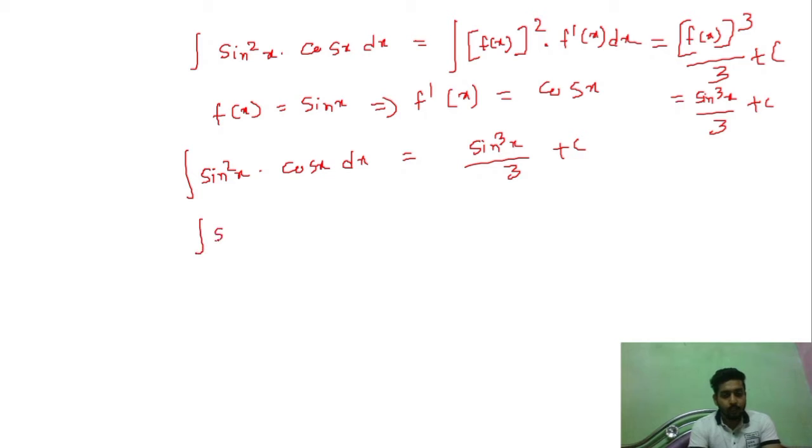Again, what will be the integration of sin³x cos x? The derivative of sin x is cos x. So the function and its derivative lie in the same line. So the integration will be sin⁴x by 4 plus c.